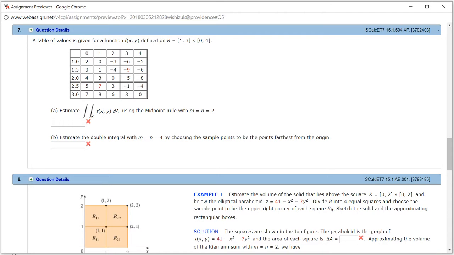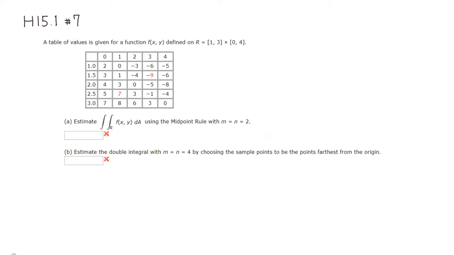All right, let's look at the homework 15.1, problem number 7. We have tables of values given, and we want to estimate this double integral using the midpoint rule. All right, so let's do that.